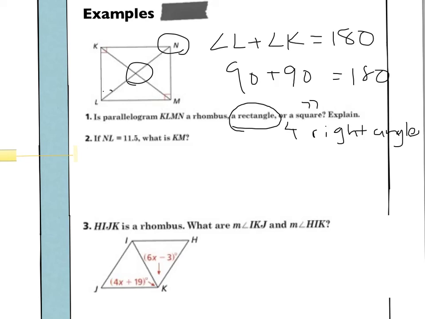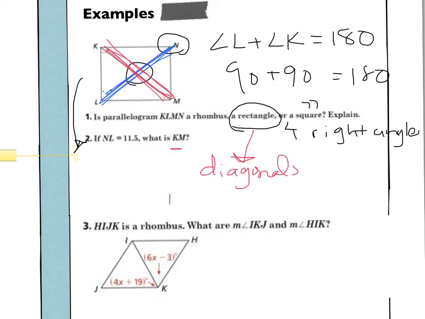All right, moving on to question number 2. If we know that NL is 11.5, and that's our diagonal here, they want to know how big is KM, which is the other diagonal? If we have a rectangle, then we know the diagonals are congruent. So that automatically means that KM is the same as NL. So KM is going to be 11.5.